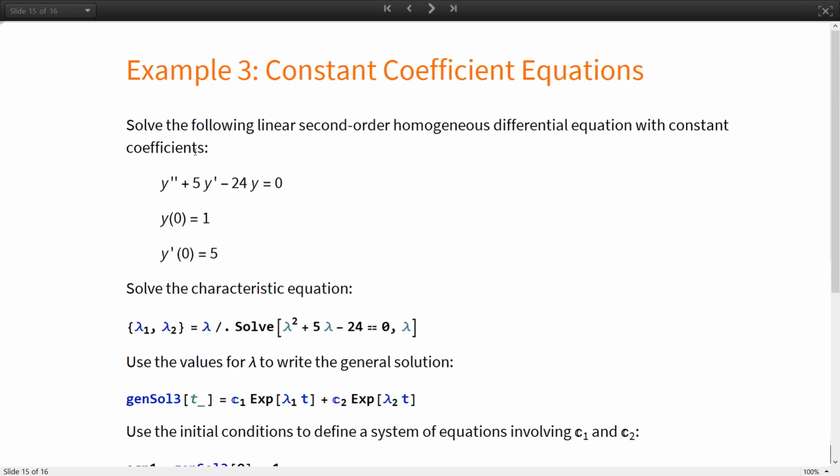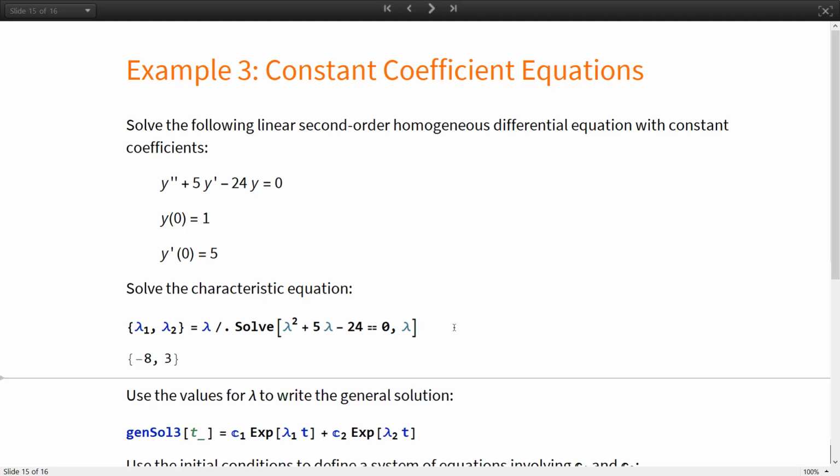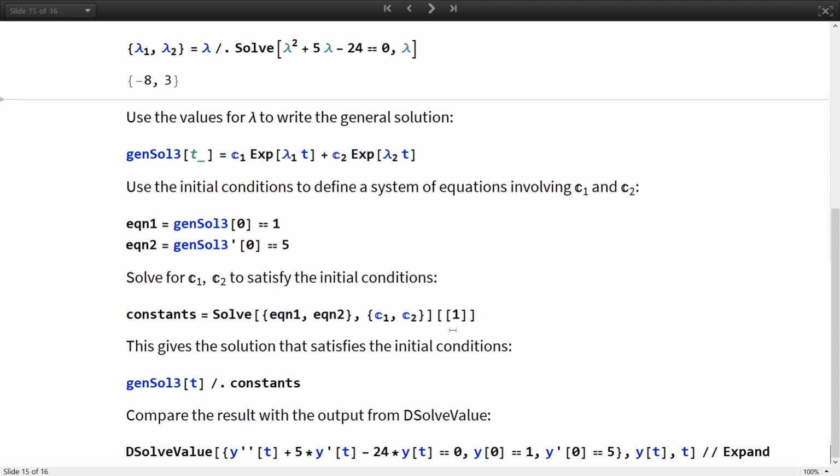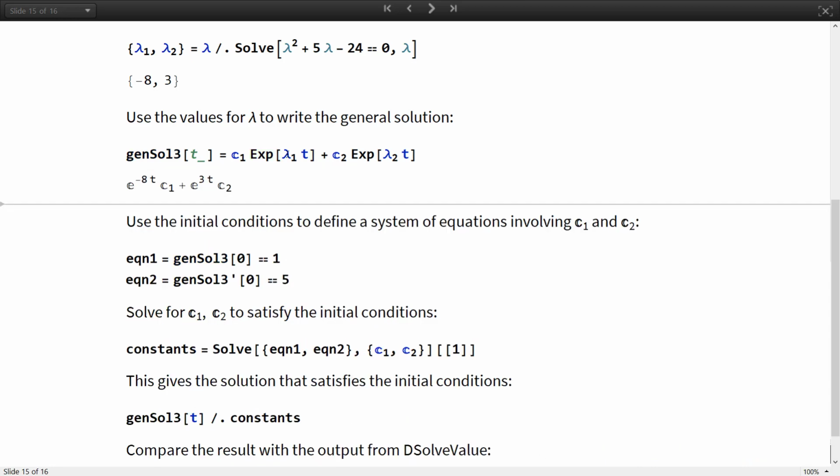Let's solve this linear homogeneous second-order differential equation with constant coefficients. We can identify the characteristic equation by looking at the coefficients of the differential equation. Now that we have the characteristic equation, solve it to find the values for lambda. Write the general solution as a linear combination of the two exponential solutions for each value of lambda.